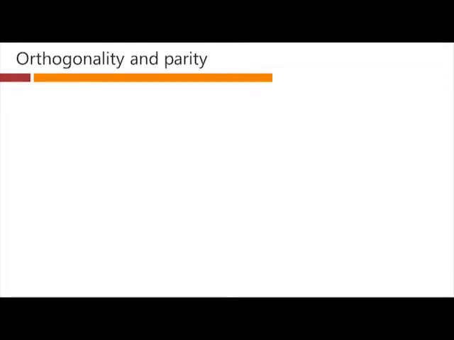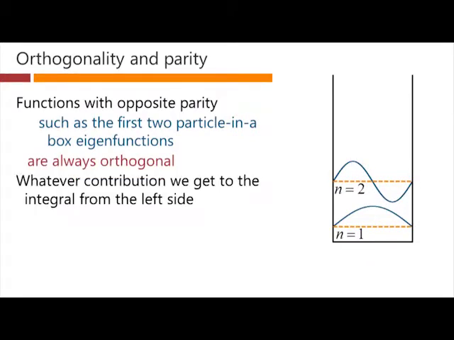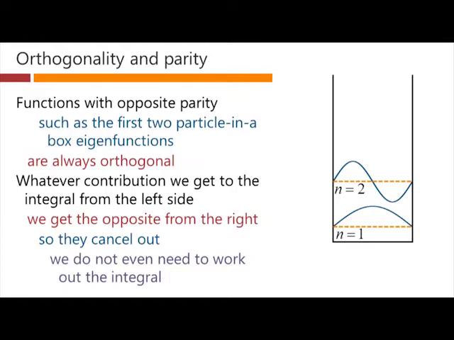Now, orthogonality is made much easier to understand and prove for functions if we happen to be able to make use of parity. Functions with opposite parity, such as the first two eigenfunctions of the particle in a box, are always orthogonal. Whatever contribution we get to the integral from multiplying this by this and adding it up, and this by this, and this by this, is always cancelled out by the corresponding products on the right-hand side. Everything cancels out if we perform this integration. These functions, as I've drawn them, happen to be real, so the complex conjugate is rather trivial. The important point is, if we have these parity relations, we can see the orthogonality without even having to work out any integral. So functions with opposite parity are always orthogonal to one another.